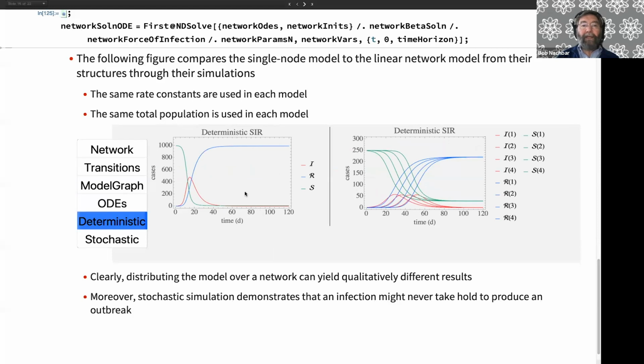We can simulate it. This is the simple type of SEIR model that everybody has seen a lot in the past. And when we do it over a network, we start out everybody in the compartments, and then first the S1 starts to decrease because they're getting infected first, and then the infection passes to the second set of compartments, and then the third, and then finally the fourth.